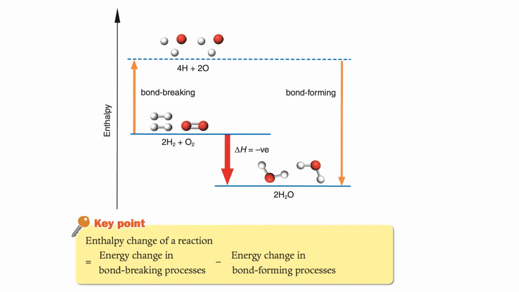So you find that the reactant is a larger value and the product is a smaller value. The product is lower than the reactant. So this delta H will equal a negative value, and this is an exothermic reaction.